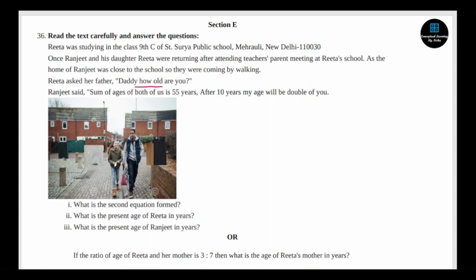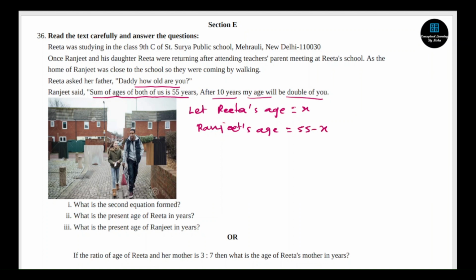So here Rita is asking her dad, Daddy, how old are you? And her daddy replied that the sum of the ages of both of us is 55 years. After 10 years, my age will be double of yours. Alright, so let Rita's present age be x years, okay? So Ranjit's age is what? The sum of those two is 55. So I can say this as 55 minus x, correct?